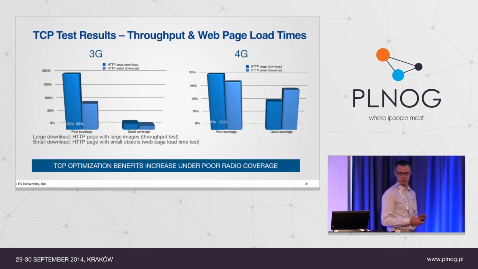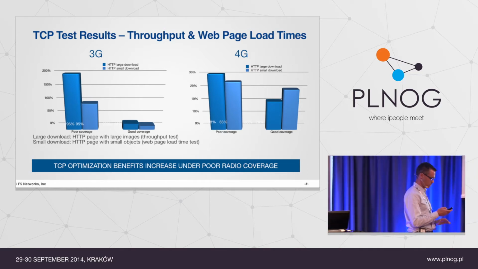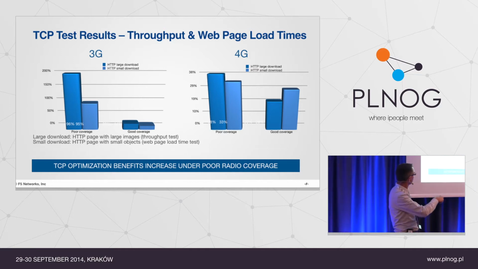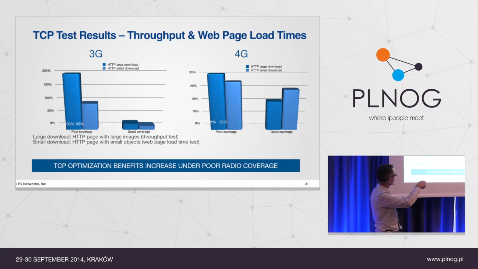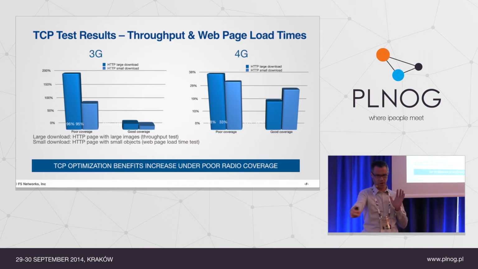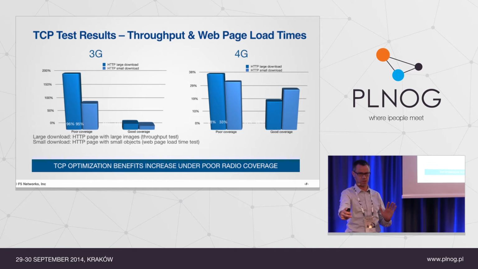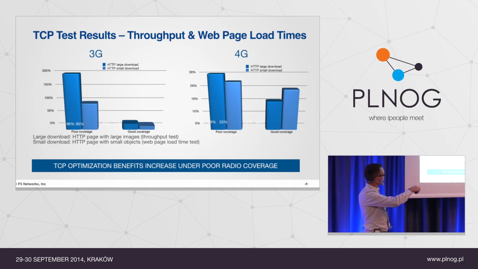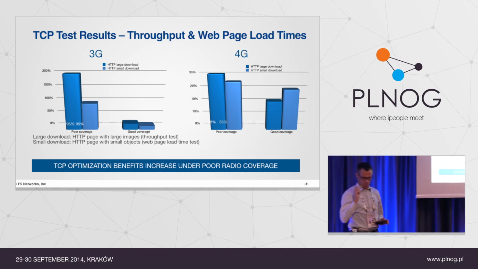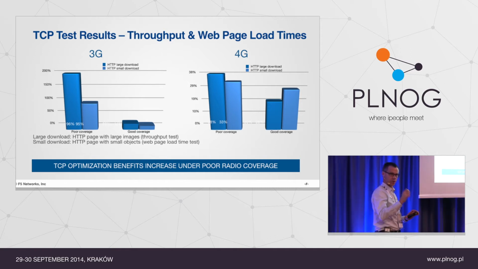To finish, a few test results. So these were throughput and web page load times, right? So the dark blue bar is a HTTP large download. Think of a speed test, right? Download one large object over a single TCP connection. The other bar is the web page load time test. This is like lots of small objects being requested which simulate a web page.